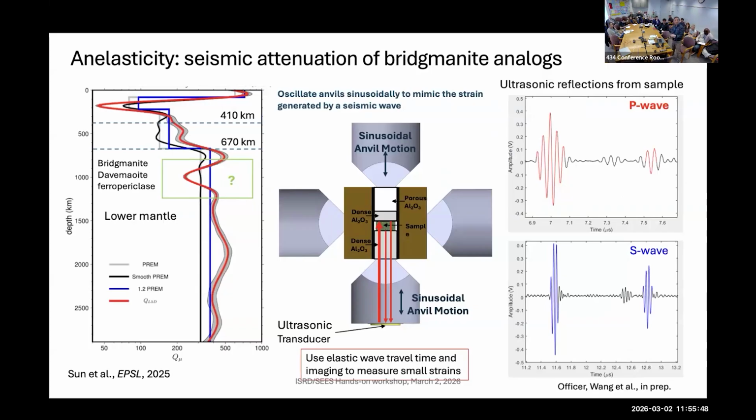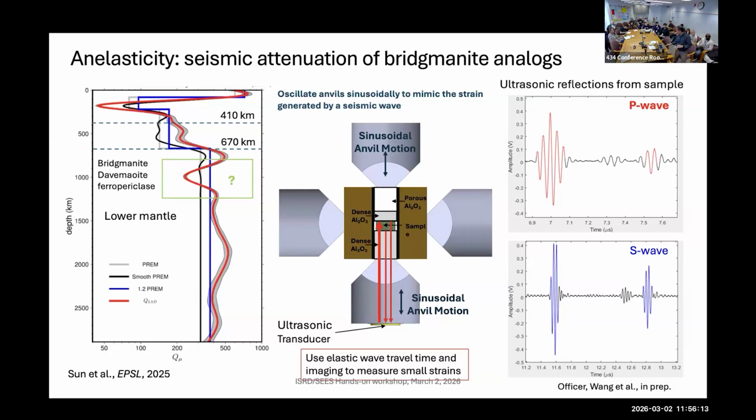Last example is the anelasticity. So here's an example of recent studies about the lower mantle. They have this high attenuation, low Q area around 1,000 kilometer depth. And there are a lot of studies. Tony Brookett actually pioneered the study of oscillating experiments to measure the attenuations.